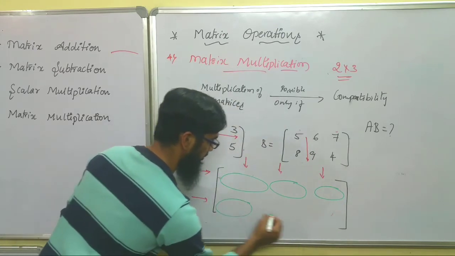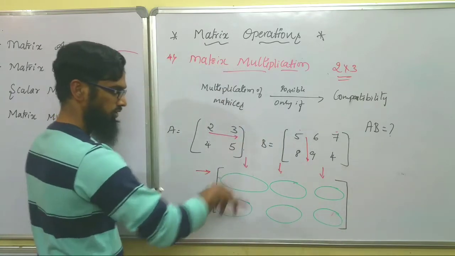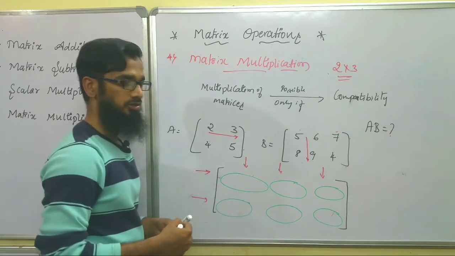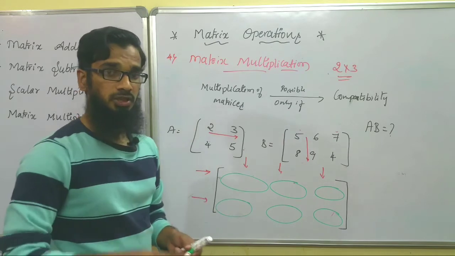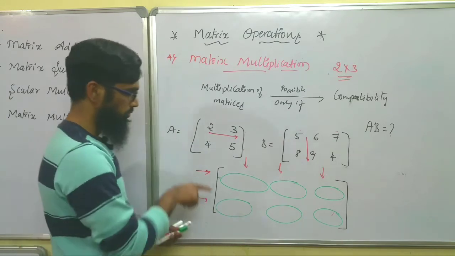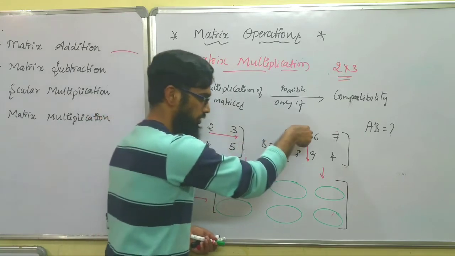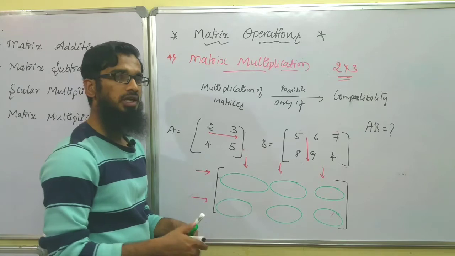Similarly, one more place here, second and third. So 2 rows and 3 columns should be there because of the final order of the matrix here. Now in this position, what are the elements I have to write? Take the first row of the matrix A and the first column of the matrix B, multiply, and we have to add.